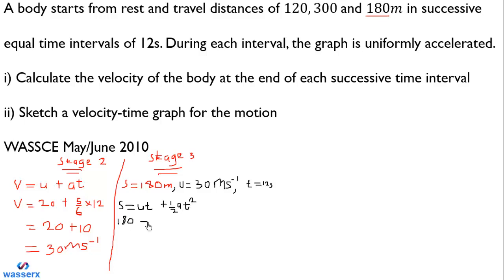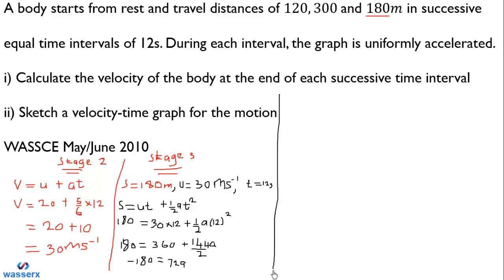Then this will be 180 equals ut, which is 30 times 12, plus half times a times 12 squared. So this will give us 180 is equal to 30 times 12, which is 360, plus half of 144a. So this will give us negative 180 over 2. So negative 180 equals 72a. We solve for the acceleration this time.